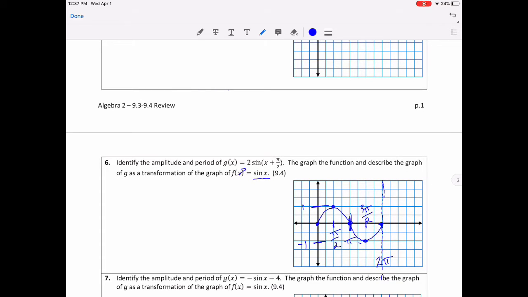Well, that's a vertical stretch of 2. In other words, my amplitude, which is the absolute value of a here, is 2. And that's a vertical stretch of 2. Okay, and then how about the pi halves? Well, it's plus, so that's pi halves which way? Good, pi halves left. So all of my values are going to be shifted pi halves to the left.